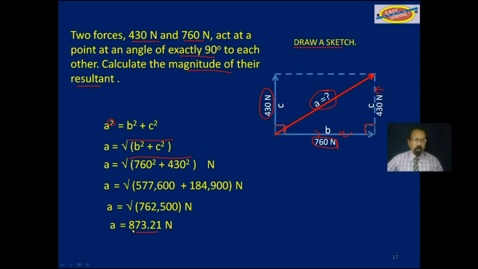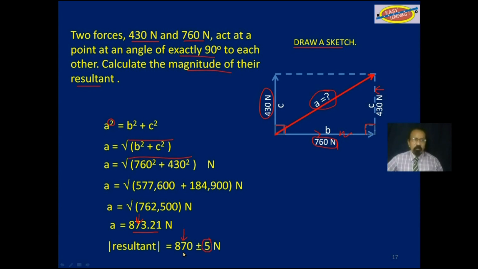873.21 newtons. Of course, we are only allowed two significant figures, so we round it off here. So that gives us 870, and since we are rounding off at the tens position, we take half of that position, which would give us 5.